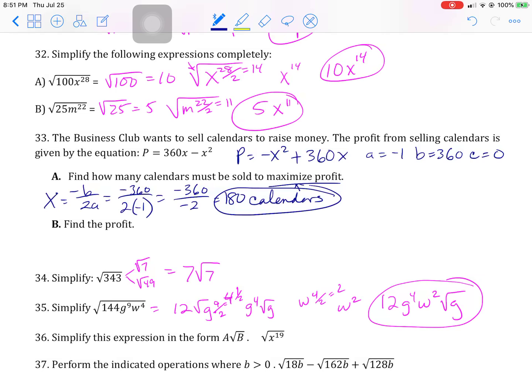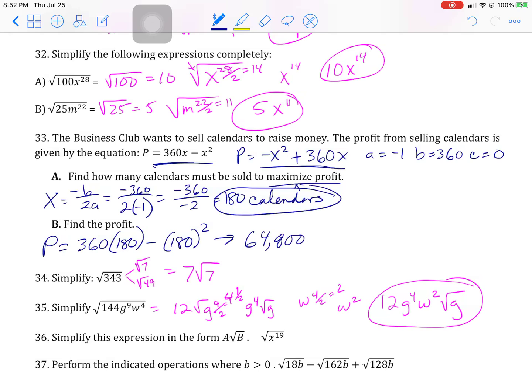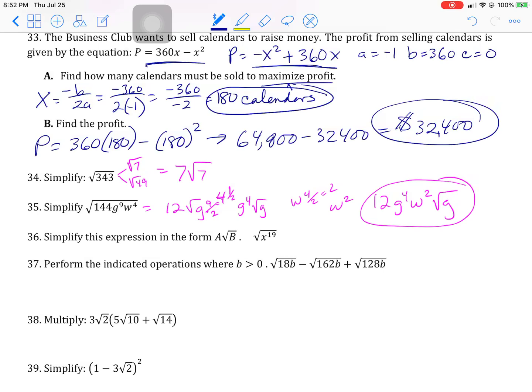And then once you find how many, you put that back in the formula they gave you, so you can figure out the profit. It doesn't matter if you use this one or this one, just as long as you're substituting for x what you just found. Okay, so that's going to be 64 8, 32 4 equals 32 4. Okay. All right, back down here.